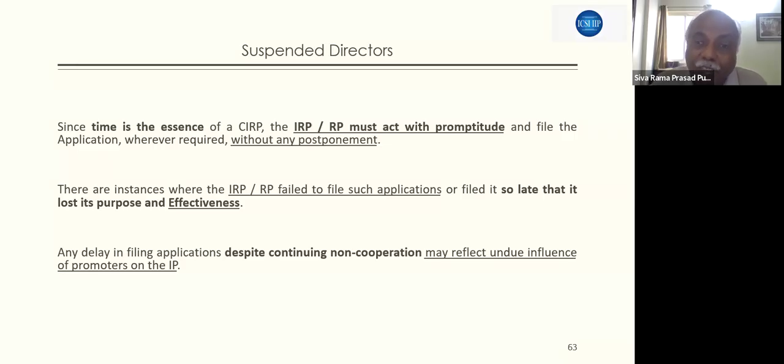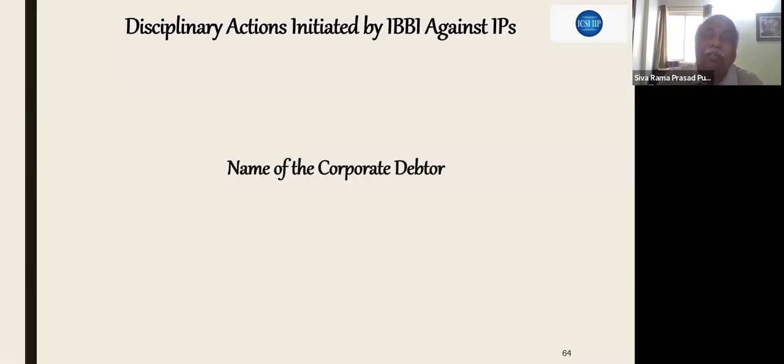Any delay in filing an application, despite continuing non-cooperation, may reflect undue influence of the promoters on the IRP. So in the meantime, undue influence will also start.